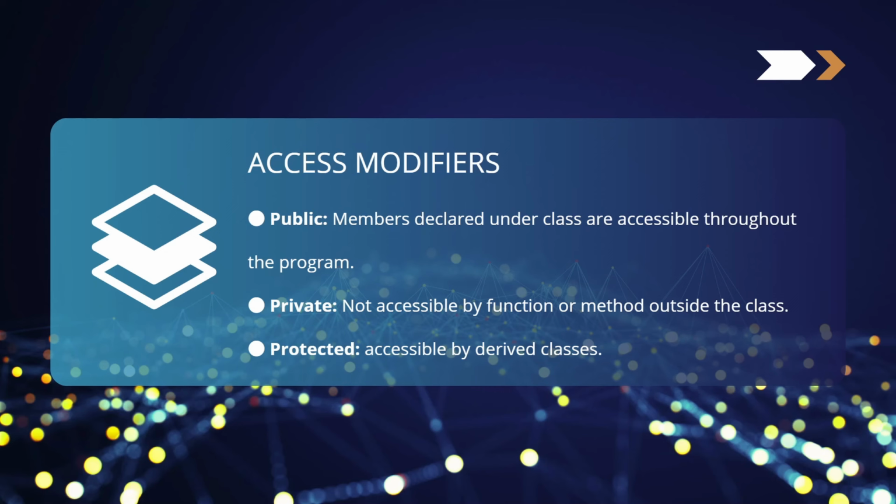Protected: see more in inheritance. Definition: members declared as protected are accessible within the class itself and by derived classes. They are not accessible from outside the class. Usage: allows derived classes to access and modify these members, facilitating inheritance.